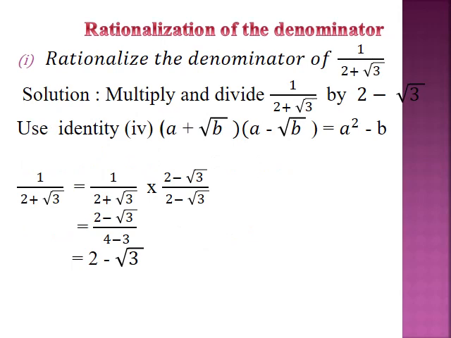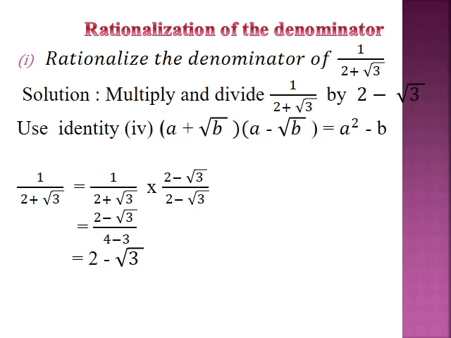Now second, here the denominator is in addition form. We have to rationalize the denominator, 1 upon 2 plus root 3. Now we have to multiply this 1 upon 2 plus root 3 by 2 minus root 3, meaning we have to change the sign which connects these two numbers. If it is plus, we will take minus, and if it is minus, we will take plus. And for this we use the identity, that is the fourth identity we have just seen.